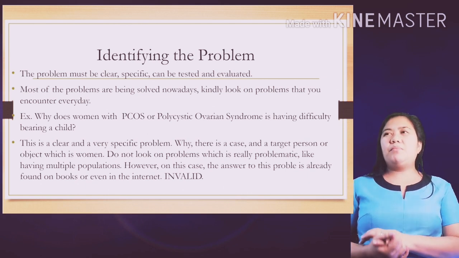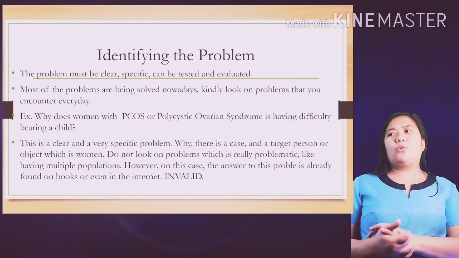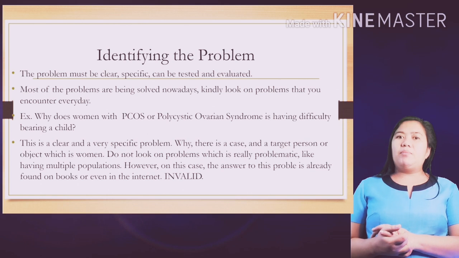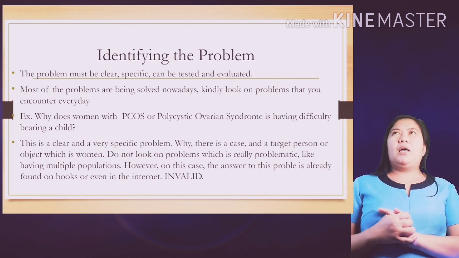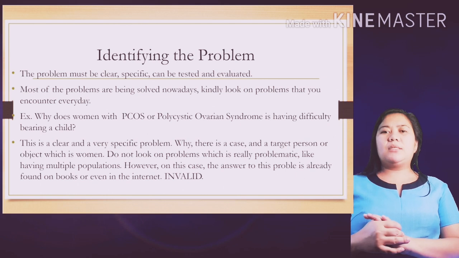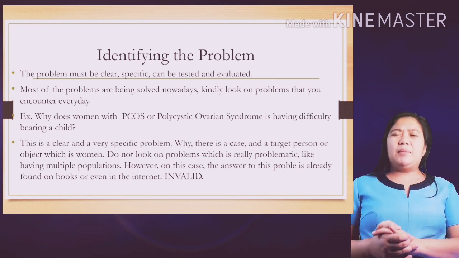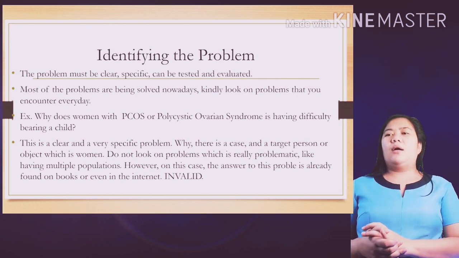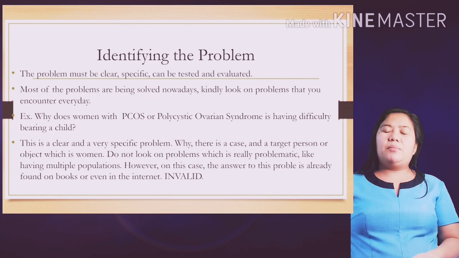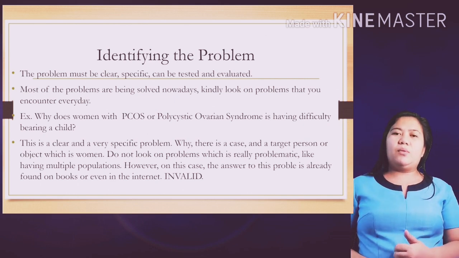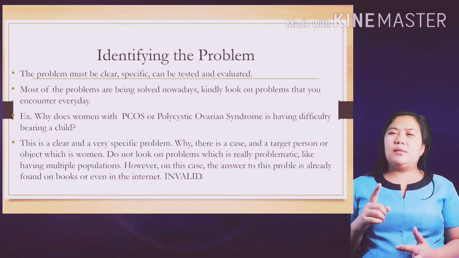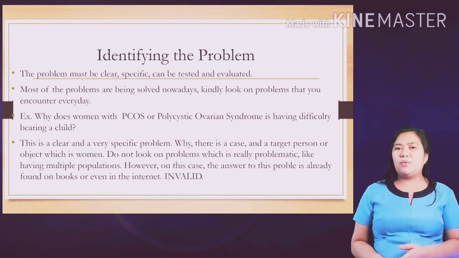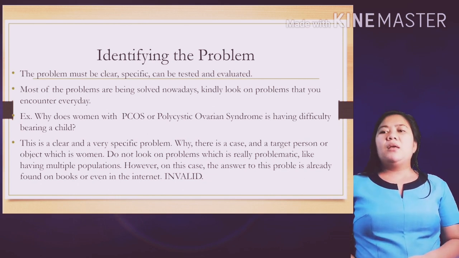Likewise, another would be diet plan. What is the effect of having a diet plan if you have PCOS? Another would be pills. What are the effects of pills if you have PCOS? So again, you need to make sure the problem is specific. You have the subject, the women, and the problem itself, which is the polycystic ovarian syndrome, and what would be its effect on women.